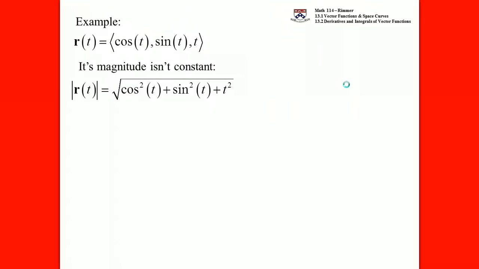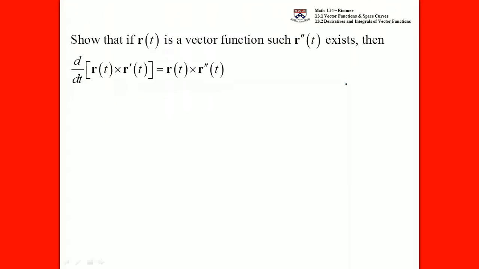Don't think that all vectors have this constant magnitude. Here's the helix that doesn't have it. But if you do the same kind of action that the helix is doing all on one level, if you keep the t equal to a constant, then you will have constant magnitude.